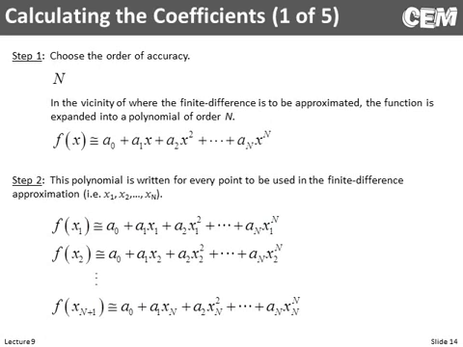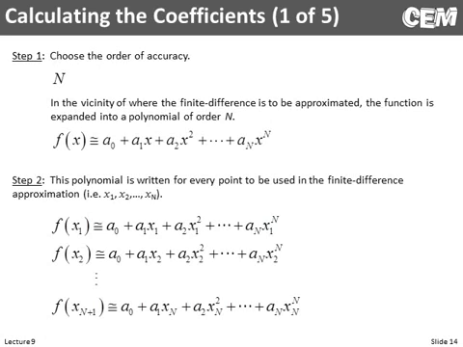So the first thing is, let's choose our order accuracy. In other words, how many points do we want to use to estimate our derivative? The more points we use, the more accurately our derivative will become. However, we'll discover later it's going to become more computationally intensive.